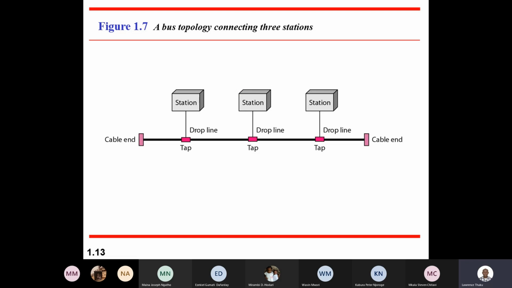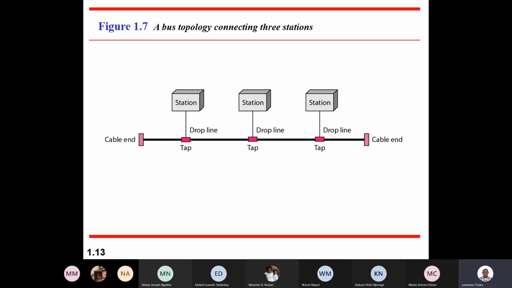So this means if the cable itself malfunctions, the network does not work. You have different stations, all of them connected to that particular cable, and it brings in the aspect of how data moves from one machine to the other. So bus topology is a nice one, but in case the cable malfunctions or is broken, the whole network has to be reshaped again.